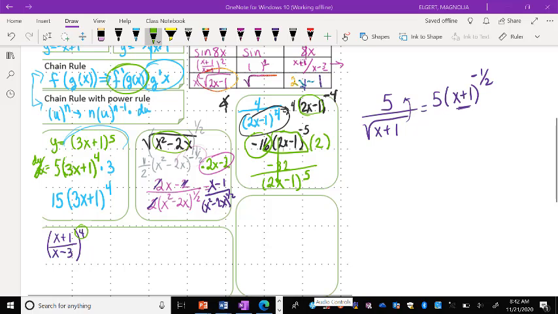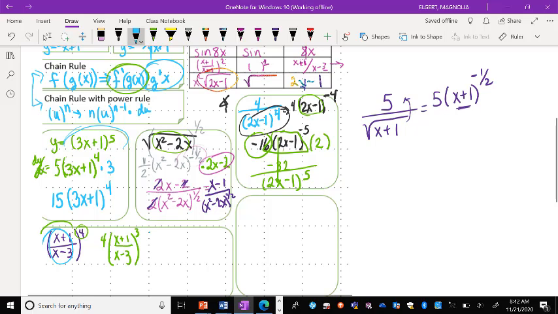So the first thing you do is you move that 4 in front. So 4 times (x plus 1 over x minus 3) to the 3rd. That's the first part. It wasn't too bad. Now we have to multiply by the derivative of the inside, the baby.